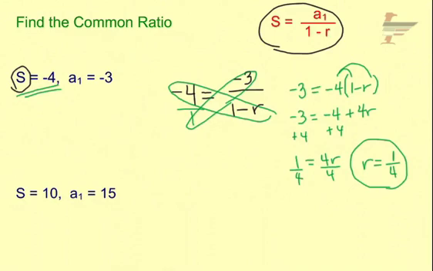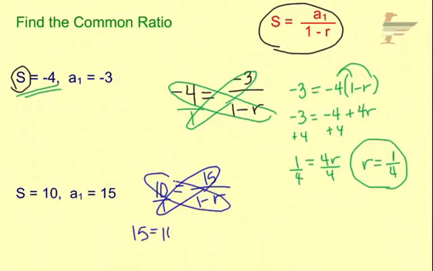This next example, same exact thing. Just plug in what we know into the formula. So our sum is 10. So we have 10 equals a sub 1, 15, divided by 1 minus r. And again, we can just approach it by cross multiplying. So 15 equals 10 times 1 minus r.